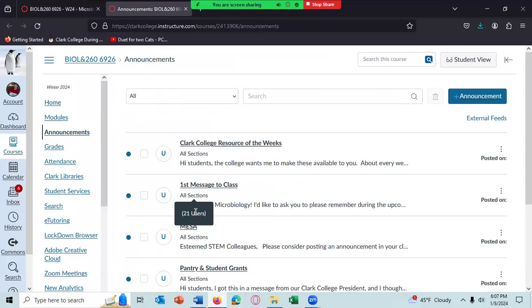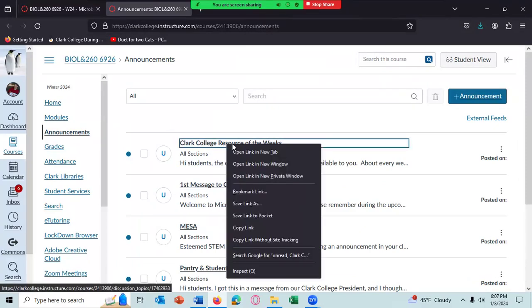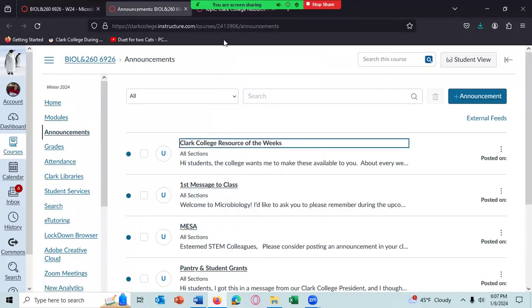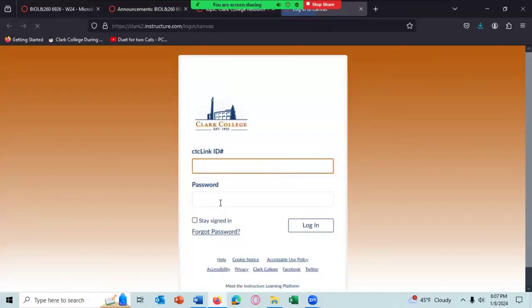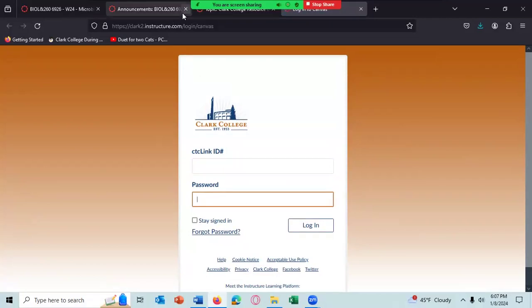There are some announcements here, Clark College Resource of the Week, and I can't get this to work, but hopefully you guys can, because I don't remember my login password. You can click on this link and it'll take you to the resource. You need to put in your CTC link and then the password. And I know my CTC link, but I can't remember my password. So I can't go in and show you, but I can show you what it looks like.